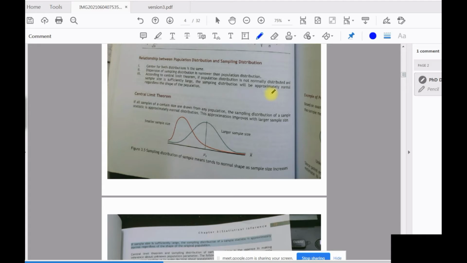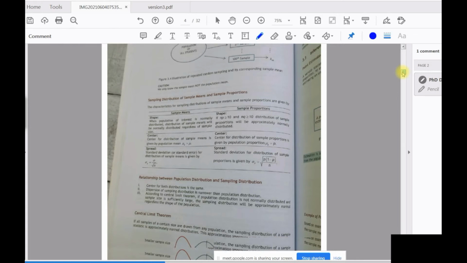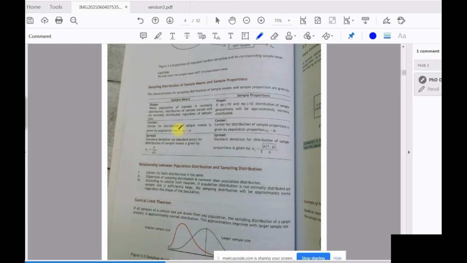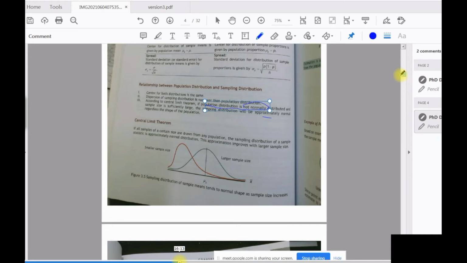Here we have the relationship between population distribution and sample distribution. We have three relationships. The center of both distributions is the same. The dispersion of the sample distribution is narrower than the population distribution. And if the sample size is sufficiently large, the sample distribution will be approximately normal regardless of the shape of the population.